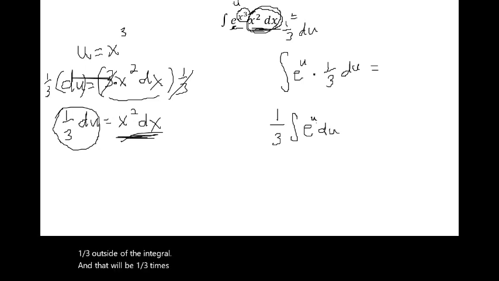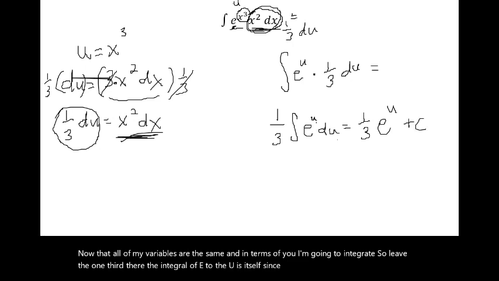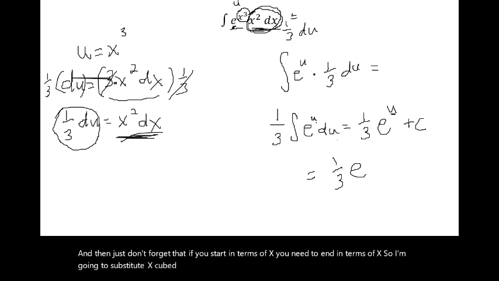Now that all of my variables are the same and in terms of u, I'm going to integrate, so leave the 1/3 there. The integral of e to the u is itself. Since this is an indefinite integral, I need a plus c. And then just don't forget that if you start in terms of x, you need to end in terms of x. So I'm going to substitute x cubed back in for u. So I'll get 1/3 e to the power of x cubed plus c, and then that is going to be my final answer.